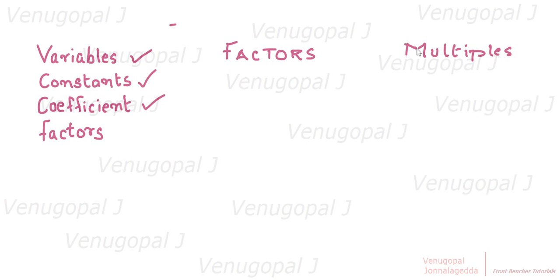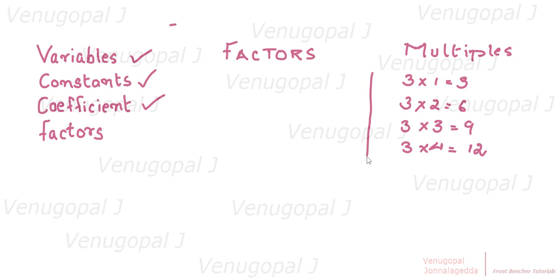So when I say multiples of 3, what I mean is the table of 3. 3 into 1 is 3. 3 into 2 is 6. 3 threes are 9. 3 fours are 12. Now we have these multiples over here.